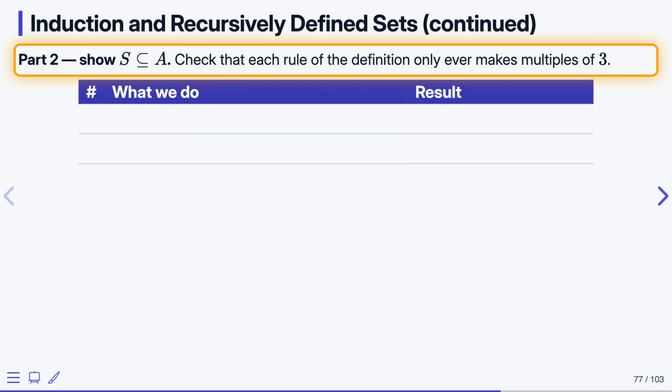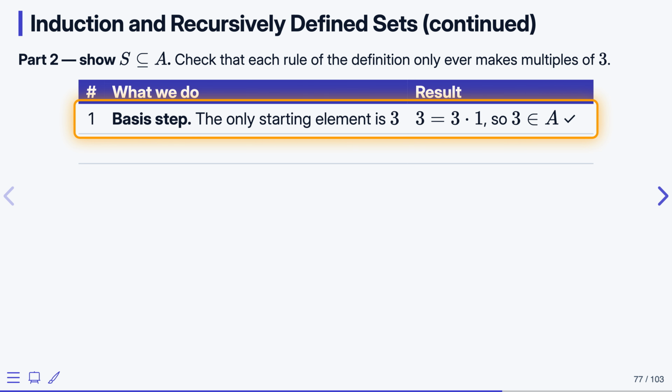Part 2. We show S sits inside A. The idea is to check that no rule can ever put a number outside A into S. Step 1. The basis step. The only starting element is 3, and 3 is 3 times 1, so it is a multiple of 3.